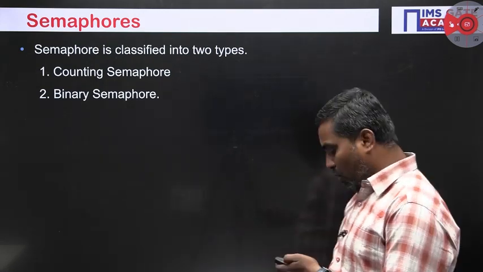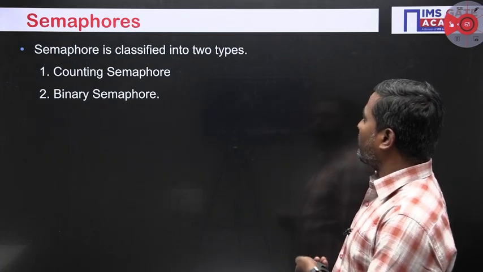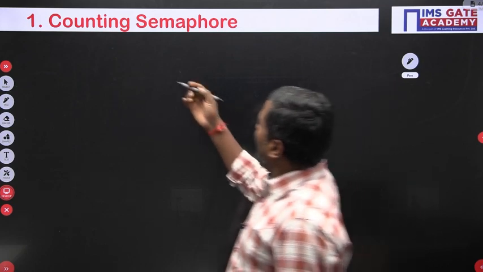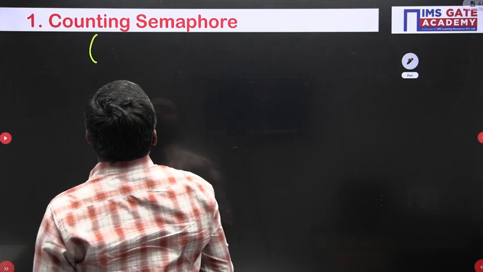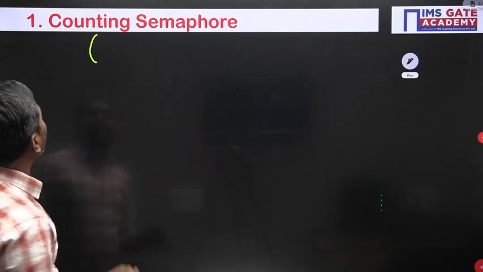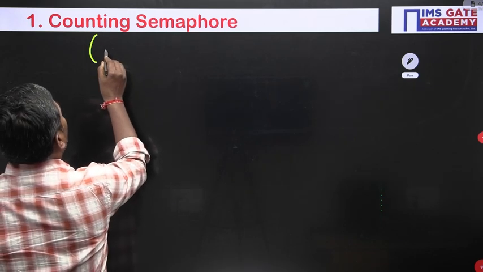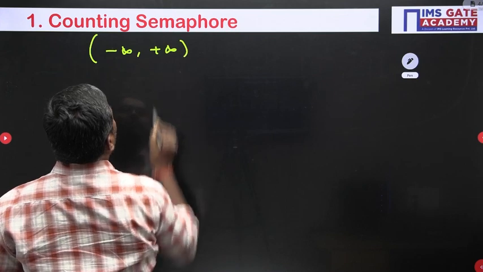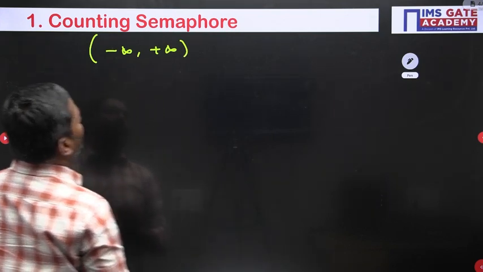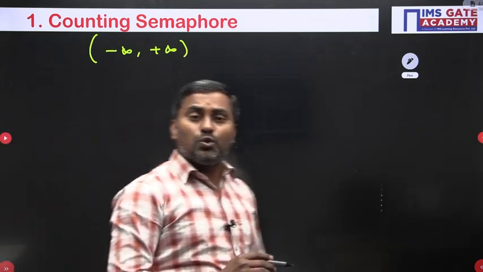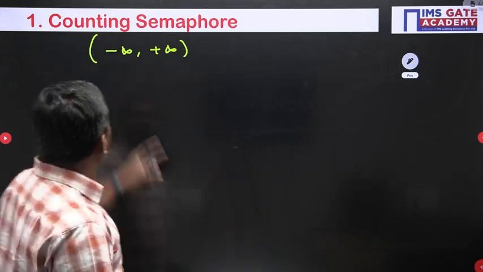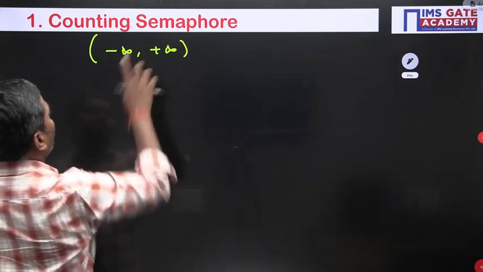So first we will move on to the counting semaphore. As I mentioned, a counting semaphore takes integer values, from minus infinity to plus infinity. All these integers come under the counting semaphore. The binary semaphore takes only 0 and 1. Only two values are associated, that is 0 and 1. So the counting semaphore takes minus infinity to plus infinity.